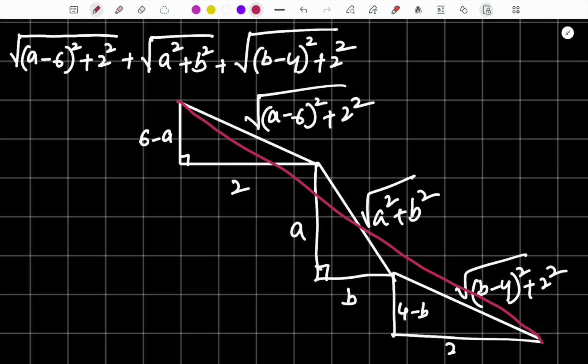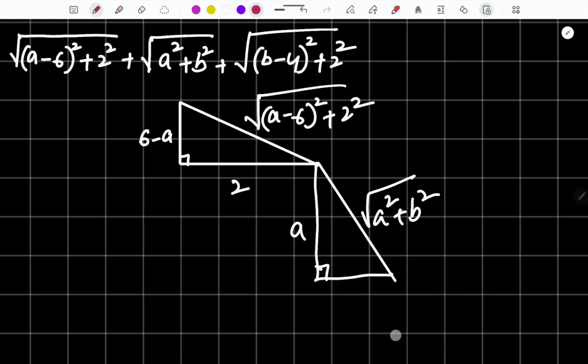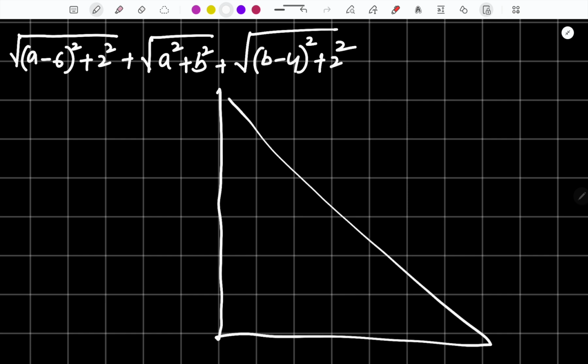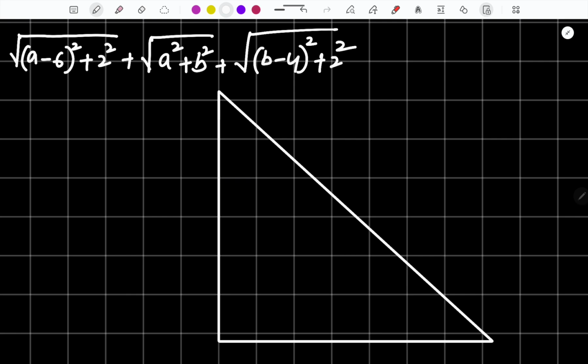Okay, so for that I am going to construct the figure in a different way. So let us observe a different construction here that will give you the minimum value. See here, I am going to take a right angle triangle, where I am taking here 6 minus a, this is 2, and this is going to be a minus 6 whole square plus 2 square.